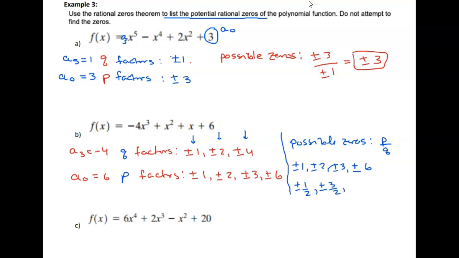Now we divide by 4. 1 divided by 4 gives plus or minus 1 over 4. 2 divided by 4 gives 1/2, which I have. 3 divided by 4 gives plus or minus 3 over 4. And 6 divided by 4 gives 3 over 2, which I already have. Don't write down the repeats because you already have them there. So these are all my possible zeros.